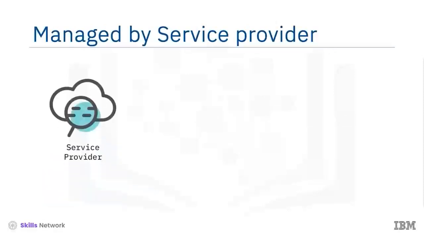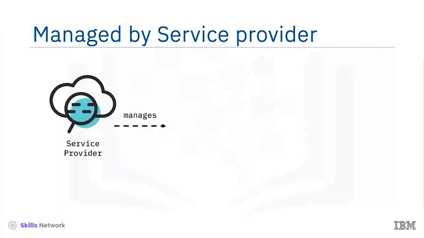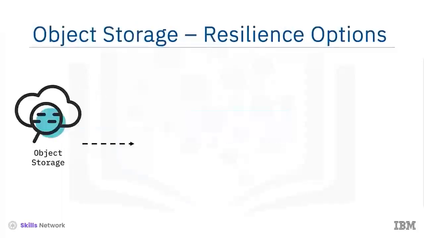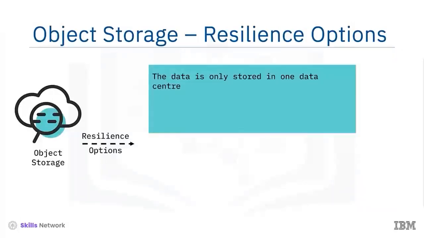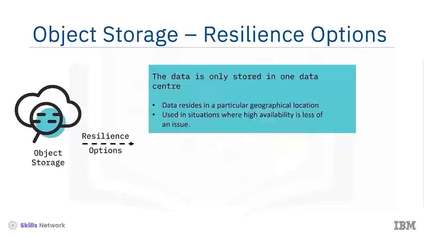The service provider also takes care of resilience and making sure that the object storage solution is highly available. Some cloud providers offer different types of buckets with different levels of resilience. For example, they offer buckets which are resilient, but the data is only stored in one data center. This is a good option where data needs to reside in a particular geographical location, or in situations where high availability is less of an issue.